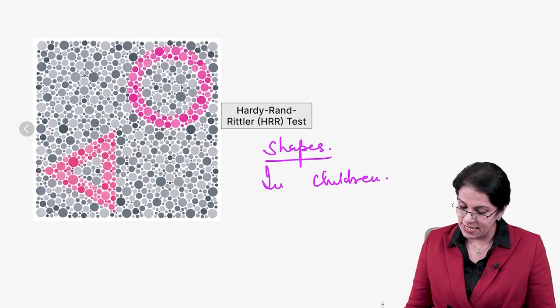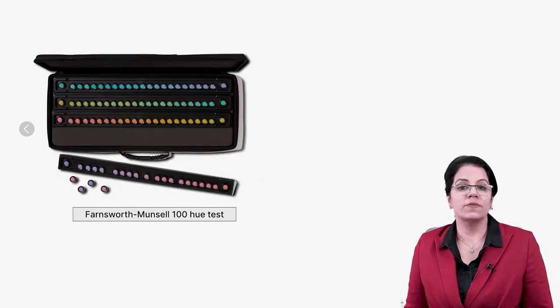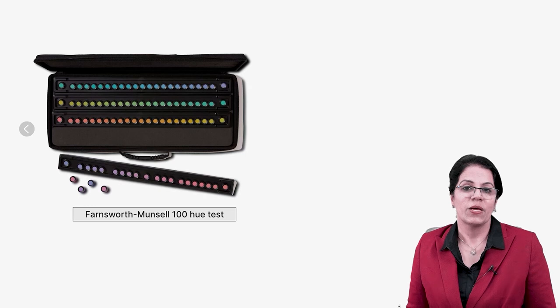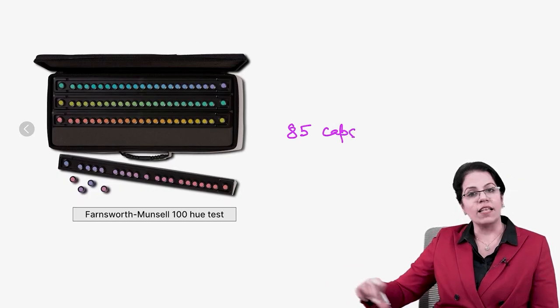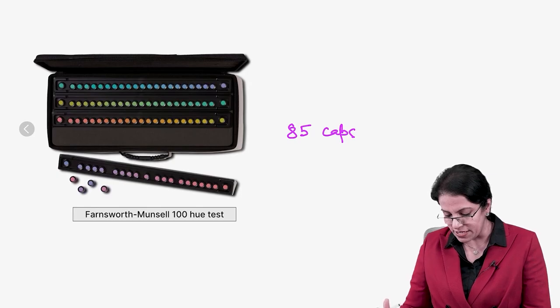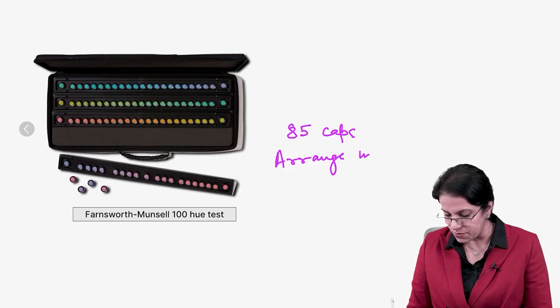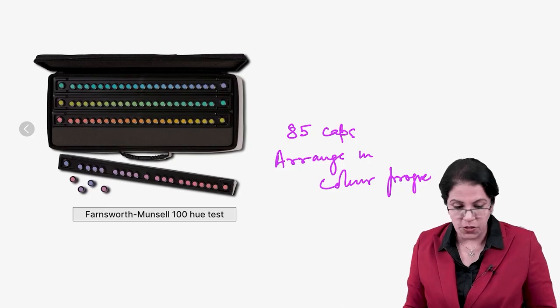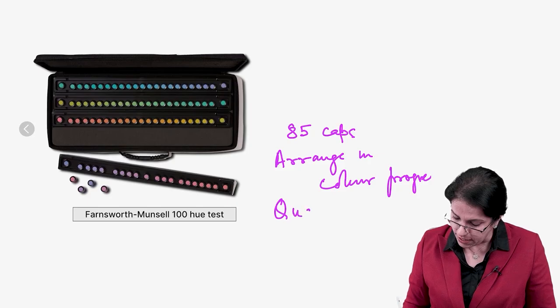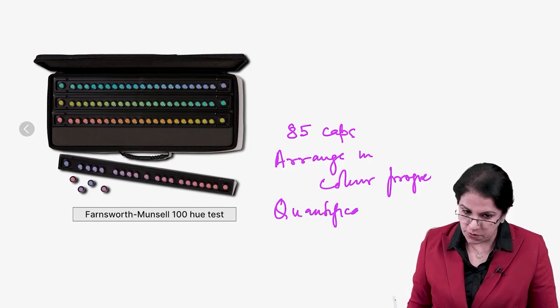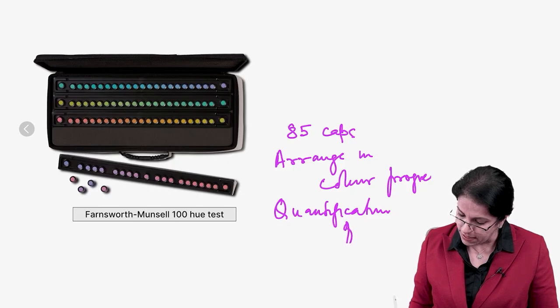What is the third test? The third test is the Farnsworth-Munsell 100 hue test. Actually there are only 85 caps, though it says 100 hues. You have to arrange them in color progression, in order of darkness or color. Mainly this is used for quantification of color blindness.